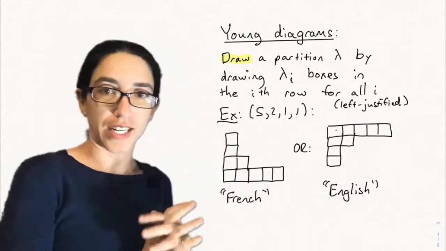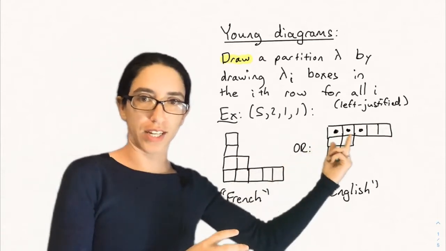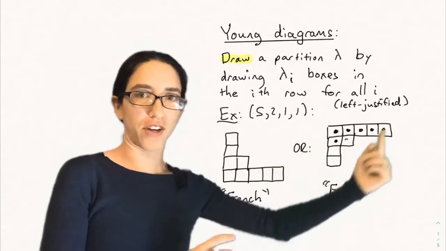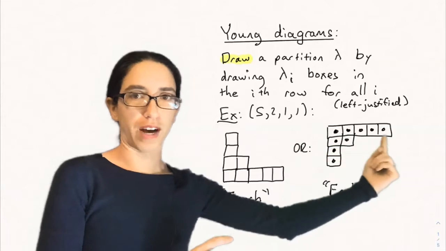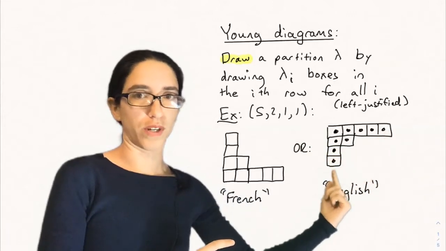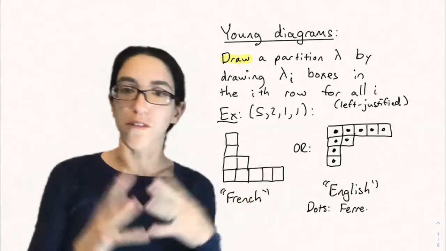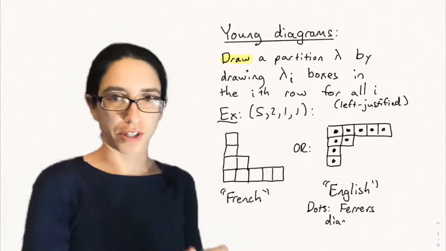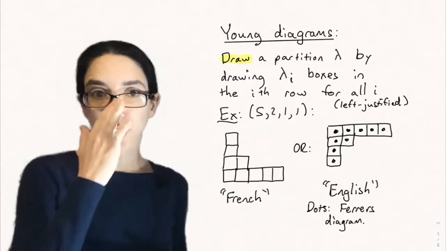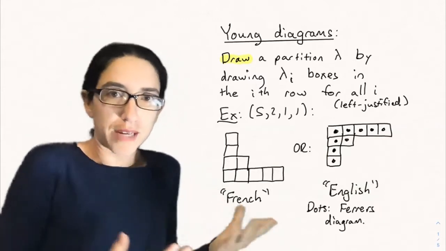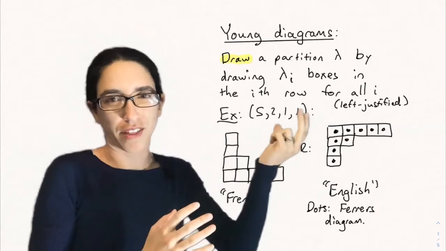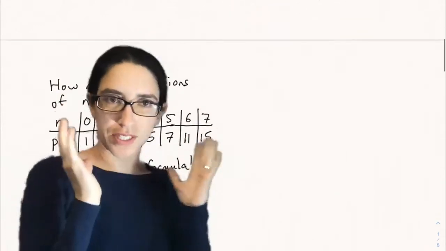Another convention I've seen is where you actually put dots in each of these squares, and then you erase all the lines. So it's a row of 5 dots, and then a row of 2 dots, and then a row of 1 dot, and a row of 1 dot. And the dots by themselves form what's called the Ferrers diagram of drawing a partition. So as you're doing combinatorial problems involving partitions, sometimes it's useful to draw them like this rather than just having them in a tuple. It somehow is easier to visualize.